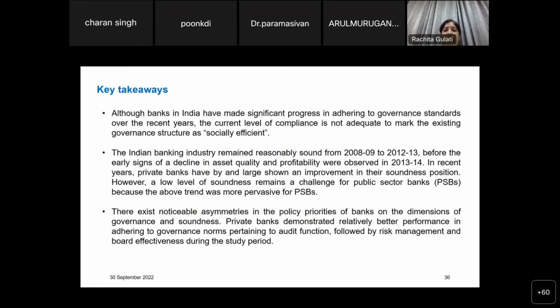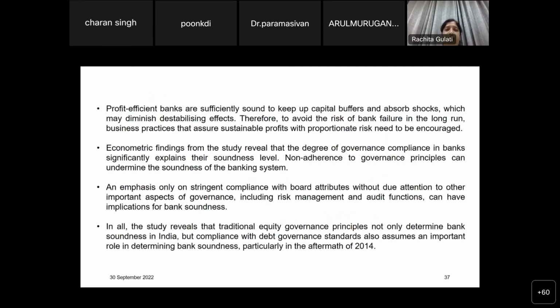The private banks demonstrated relatively better performance in adhering to the audit function, risk management, and the board effectiveness. The profit efficient banks are better able to keep up with the capital buffers, which helps in diminishing the destabilizing effects. Therefore, to avoid the risk of failure in the long run, business practices of the banks should be such that they assure sustainable profits.